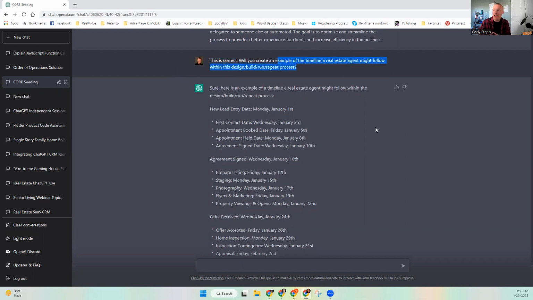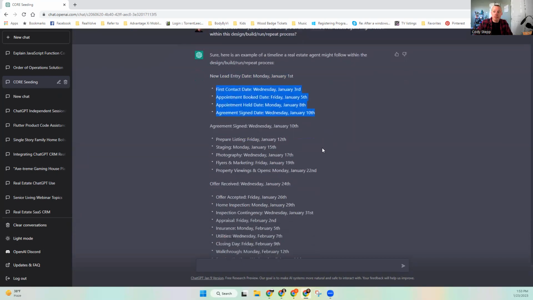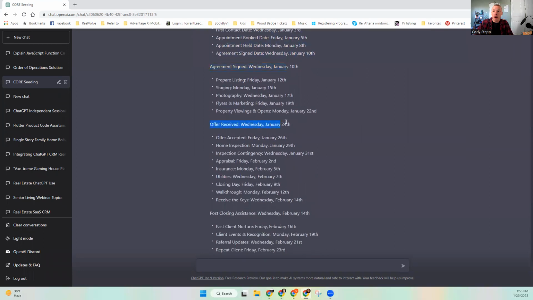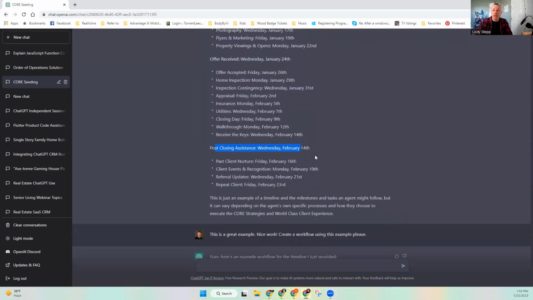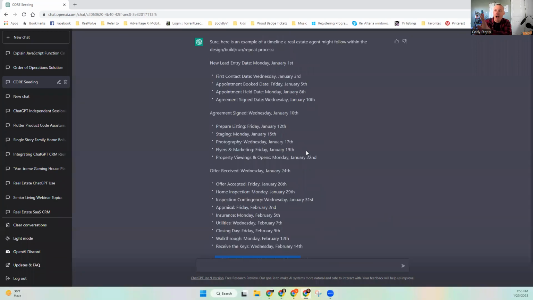So this is where I started playing out just to see what the comprehension looks like, right? So using the design, build, run, repeat process, give me a timeline of something. And so maybe a new lead entry comes in January 1. Well, what are some of the different steps before the signed agreement, before the offer is received, before the post closing is assigned? Now, none of that stuff I specifically seeded into ChatGPT. It already understands real estate, which is awesome. That's so cool. And it understands how different things are going to have different dates. It's giving me an example of a potential timeline.